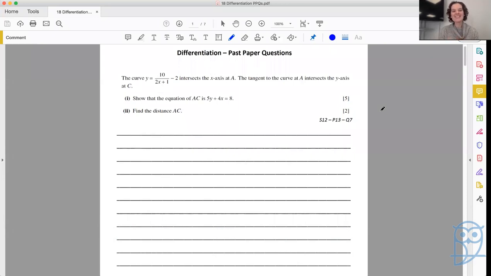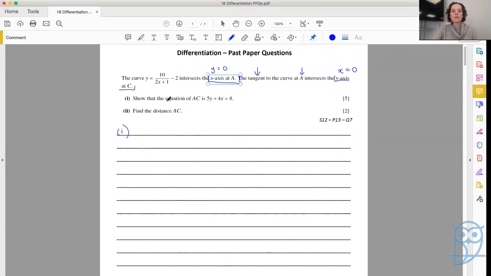Jumping right into it, the first one, we've got the curve y equals 10 over 2x plus 1, minus 2, intersects the x-axis at A, so y equals 0. The tangent to the curve at A intersects the y-axis at C. Intersects y-axis means x equals 0. Show that the equation of AC is 5y plus 4x equals 8. Then find the distance AC.